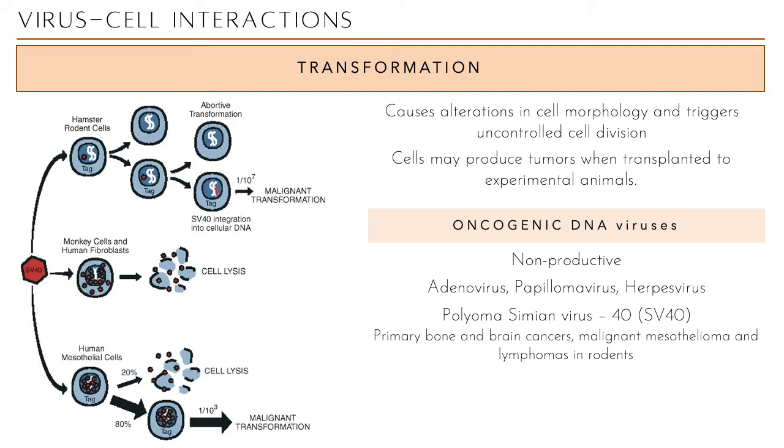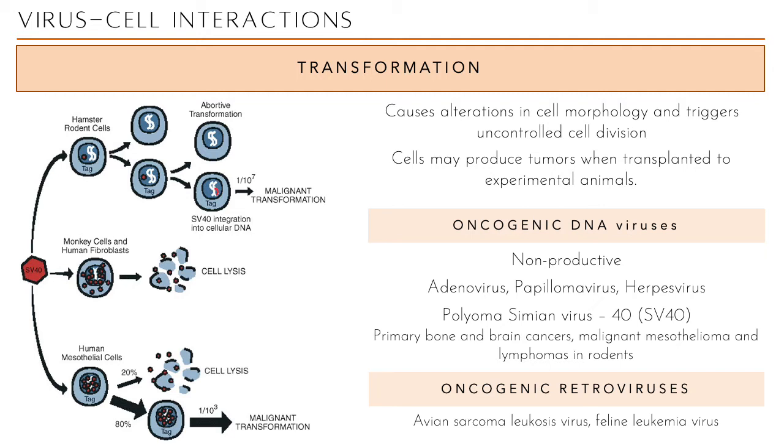Another example of oncogenic viruses would be the retroviruses, as we may know: feline leukemia virus, FeLV, avian sarcoma leukosis virus. HIV is also one, right? So one difference between oncogenic DNA viruses and retroviruses, aside from DNA viruses being non-productive while retroviruses are productive, is that DNA viruses carry their own oncogenes, while retroviruses would have cell-derived oncogenes.